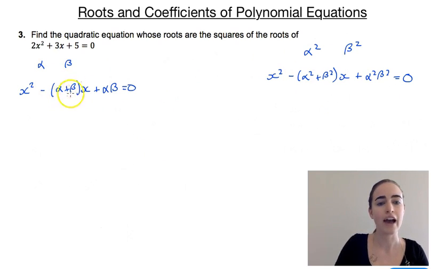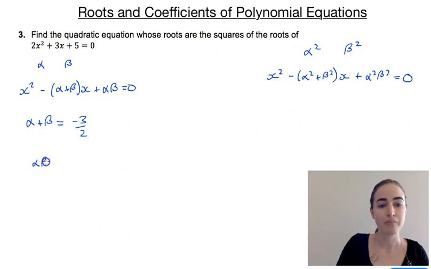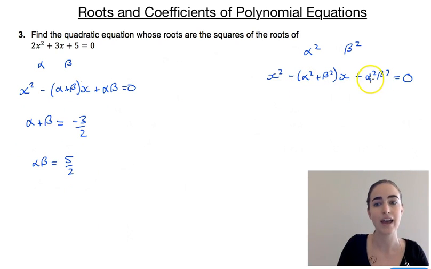And we're going to find alpha plus beta and alpha beta. So alpha plus beta, the sum of our roots, would be equal to minus b over a, so minus 3 over 2. Now alpha beta would be equal to c over a, so 5 over 2. Okay, we can now use these two to find the values of alpha squared plus beta squared and alpha squared beta squared. This one's a little bit easier, so we're going to do that one first.